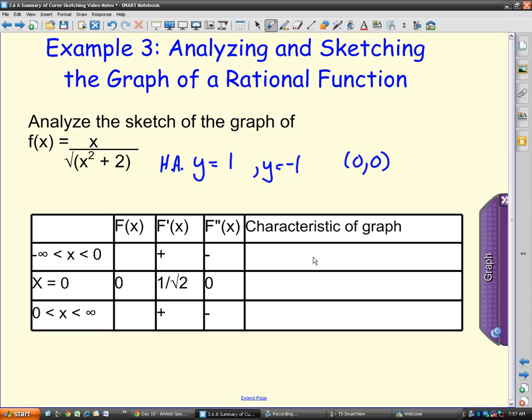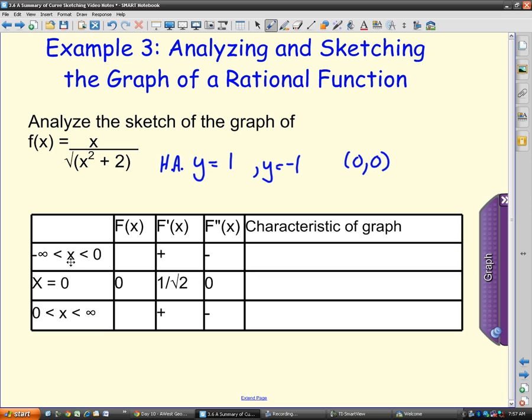If I was to put in a negative x into this function, I will change the function so it's not symmetric about the y-axis. I think we'll end up finding out that it's symmetric about the origin. But we'll talk more about that in just a minute. And so anyway, I'm going to go ahead and look at what I've got down here.